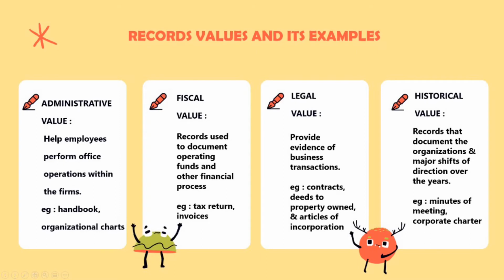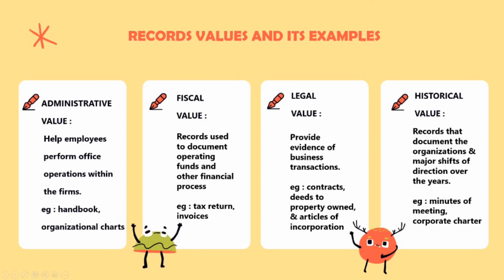Apart from that, I will explain about the record values and its examples. Firstly, administrative value. It is the records that help employees to perform office operations within the firm. For example, handbook and organizational charts. Secondly, fiscal value. It is the records used to document operating funds and other financial process. For example, tax return, invoices, or income statement.